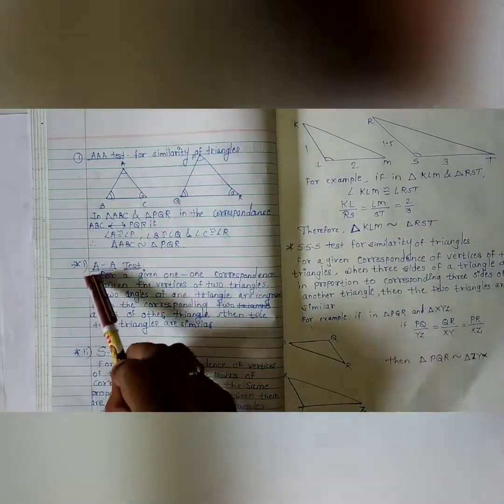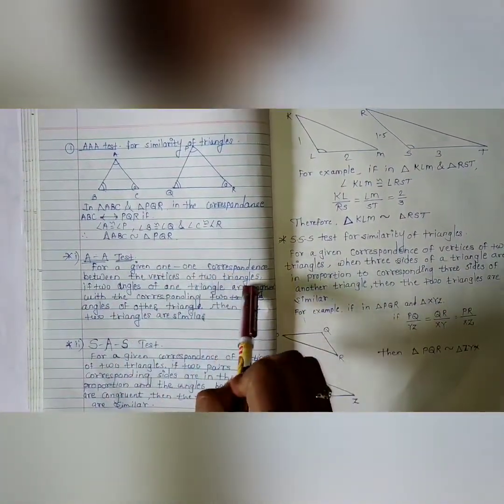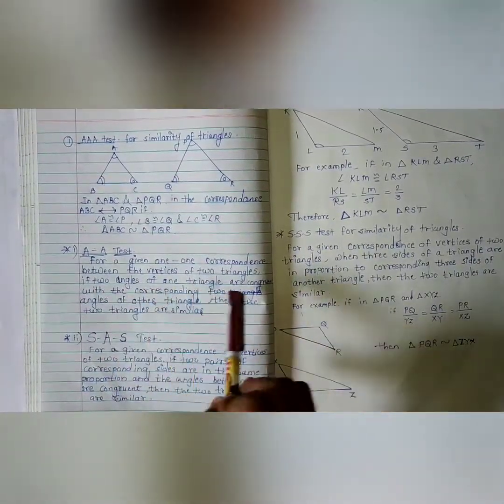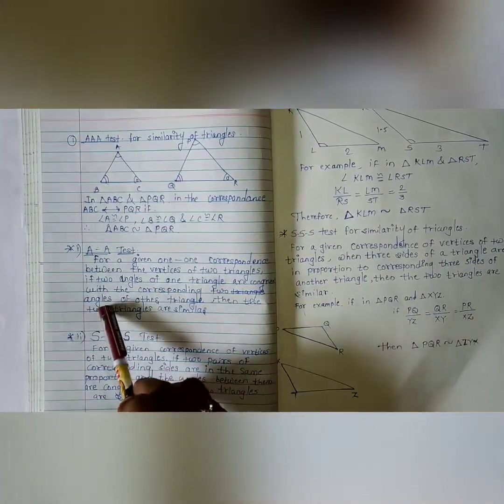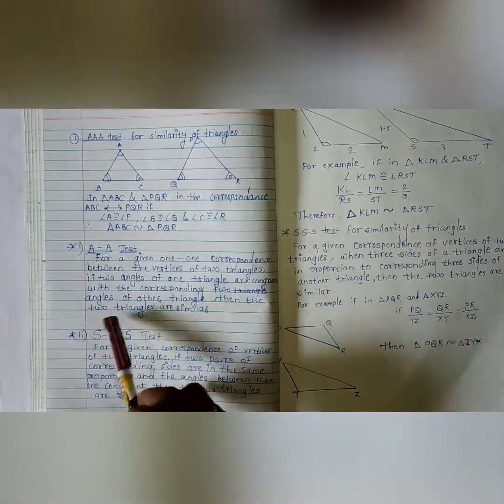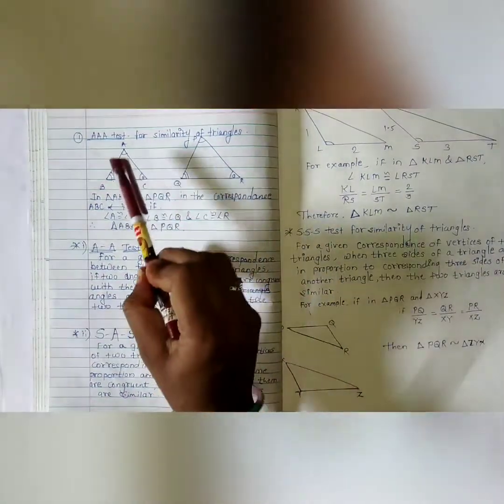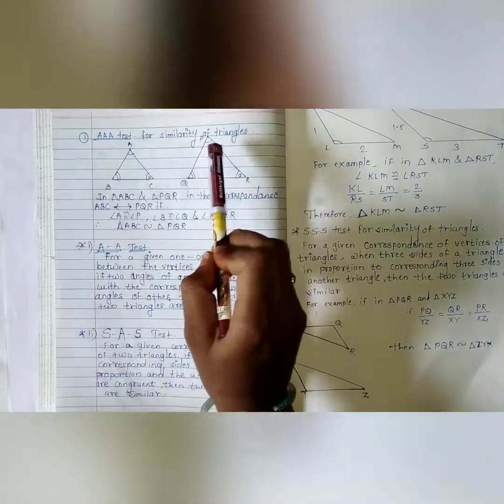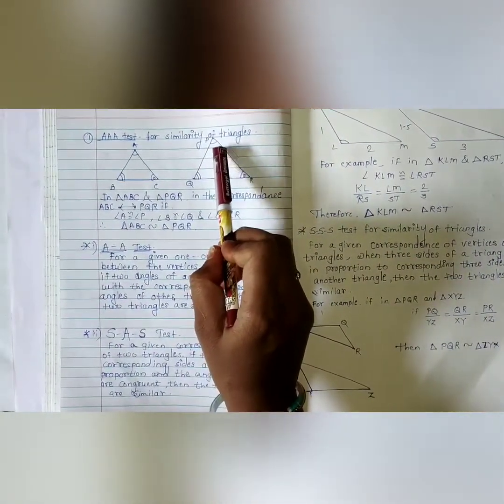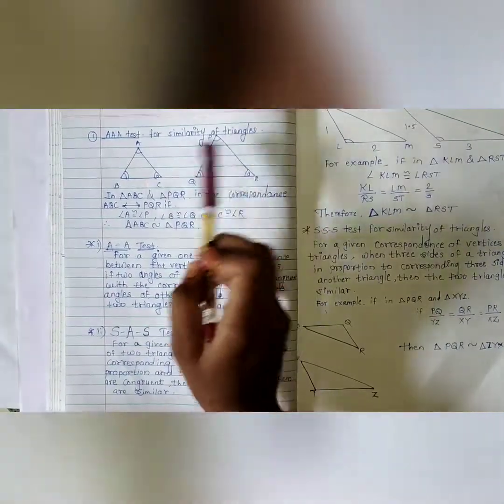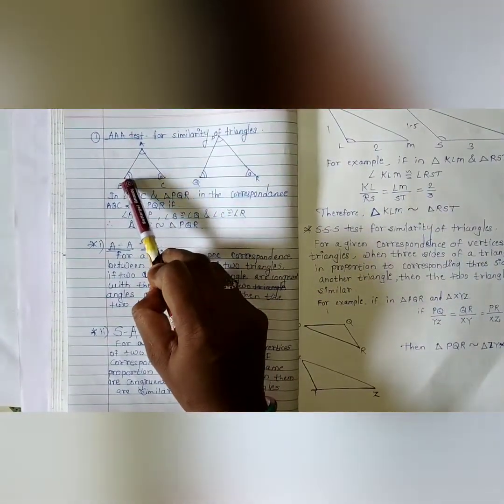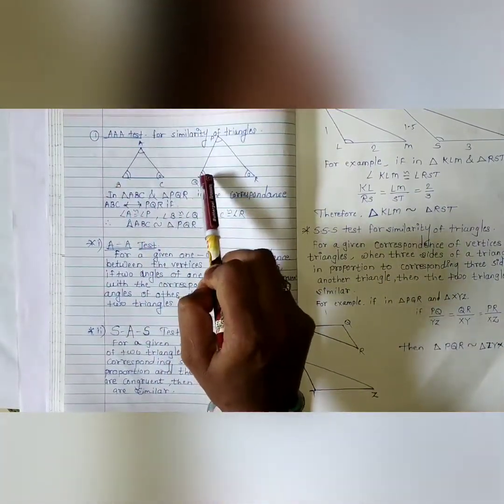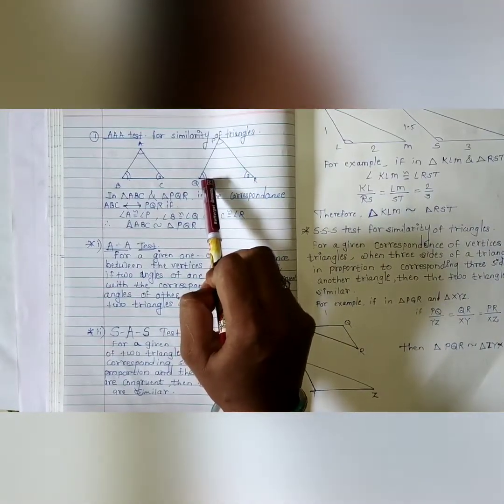Next test, AA test. For a given one-to-one correspondence between the vertices of two triangles, if two angles of one triangle are congruent with the corresponding two angles of another triangle, then the two triangles are similar. Suppose this is triangle ABC and triangle PQR. If angle A is 60 degrees, then the corresponding angle of A is angle P, and the measure of angle P is also 60 degrees. Suppose the measure of angle B is 70 degrees. Then the corresponding angle is Q, and the measure of angle Q is again 70 degrees.